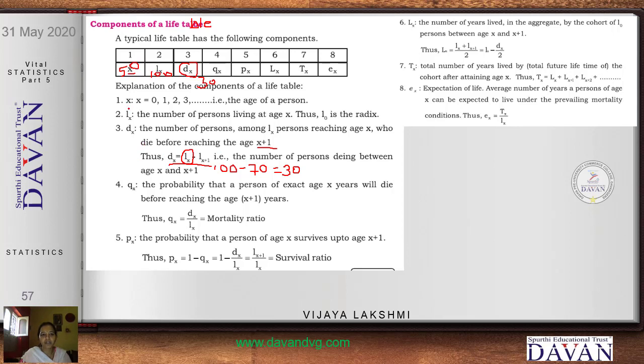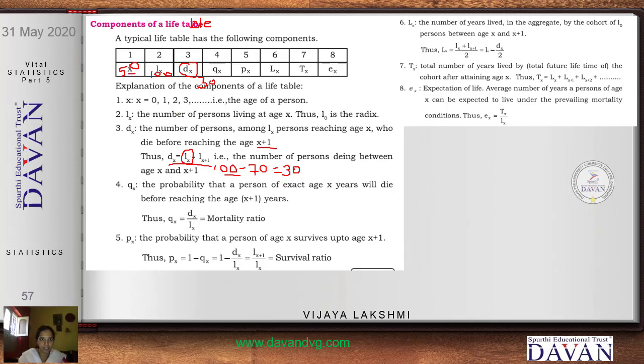x is saying the age of a person. lx is the total number of people who are at the age of 50. And dx is the people who have died after reaching the age 50 but before reaching the age 51. So dx is equal to lx minus lx+1. So lx is 100, the total number of people who have reached the age 50, and those who have reached the age 51 is 70. So in between, how many are dead? 100 minus 70, it is 30.